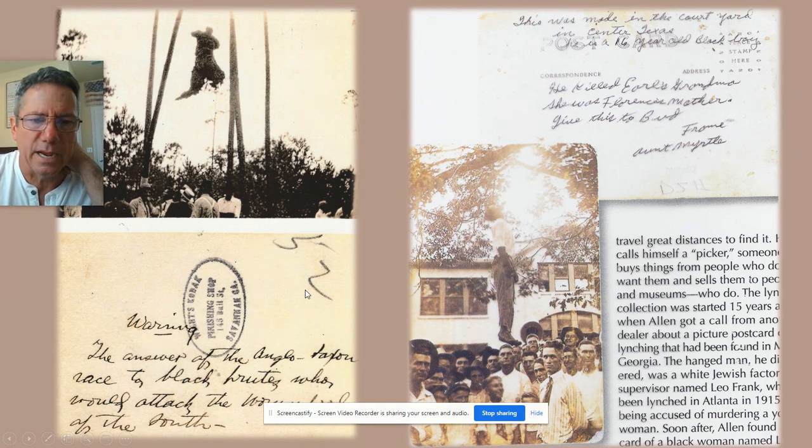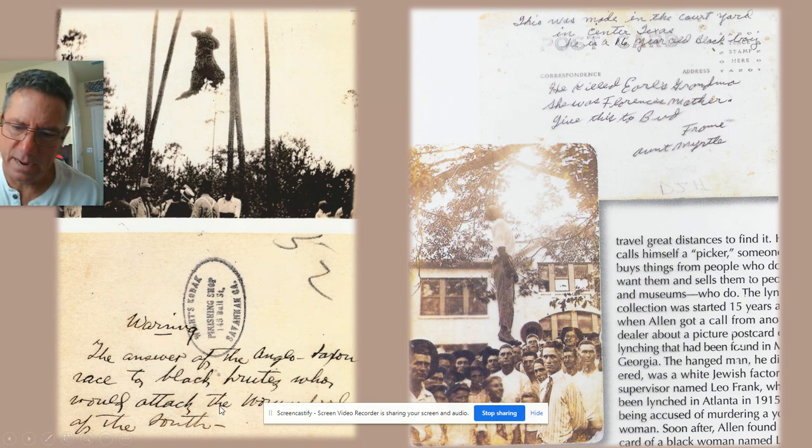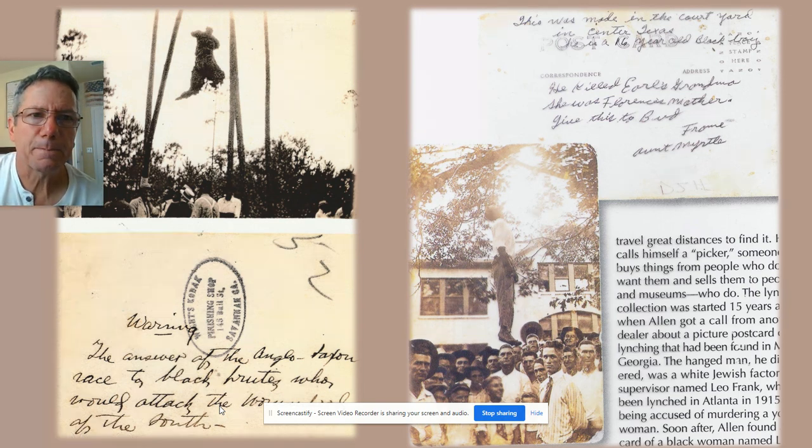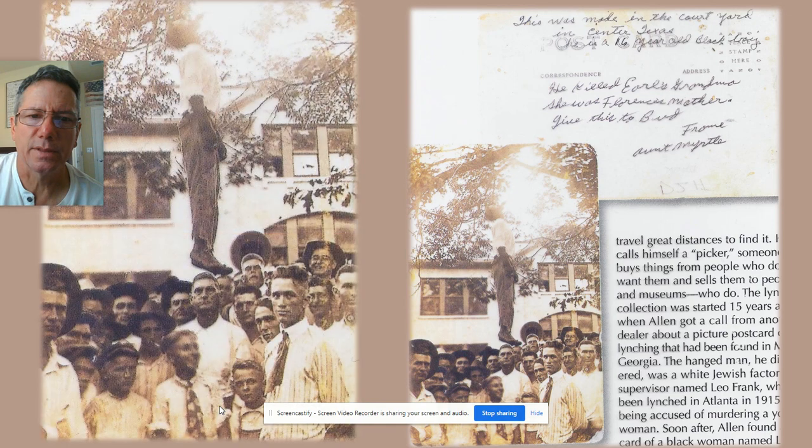I like this one here. The answer, the Anglo-Saxon race to the black brutes who would attack the womanhood of the South. Find a way to metaphor this idea of a black man raping the entire South as a woman, and you can have this knight in shining armor then go out and do what a man does.